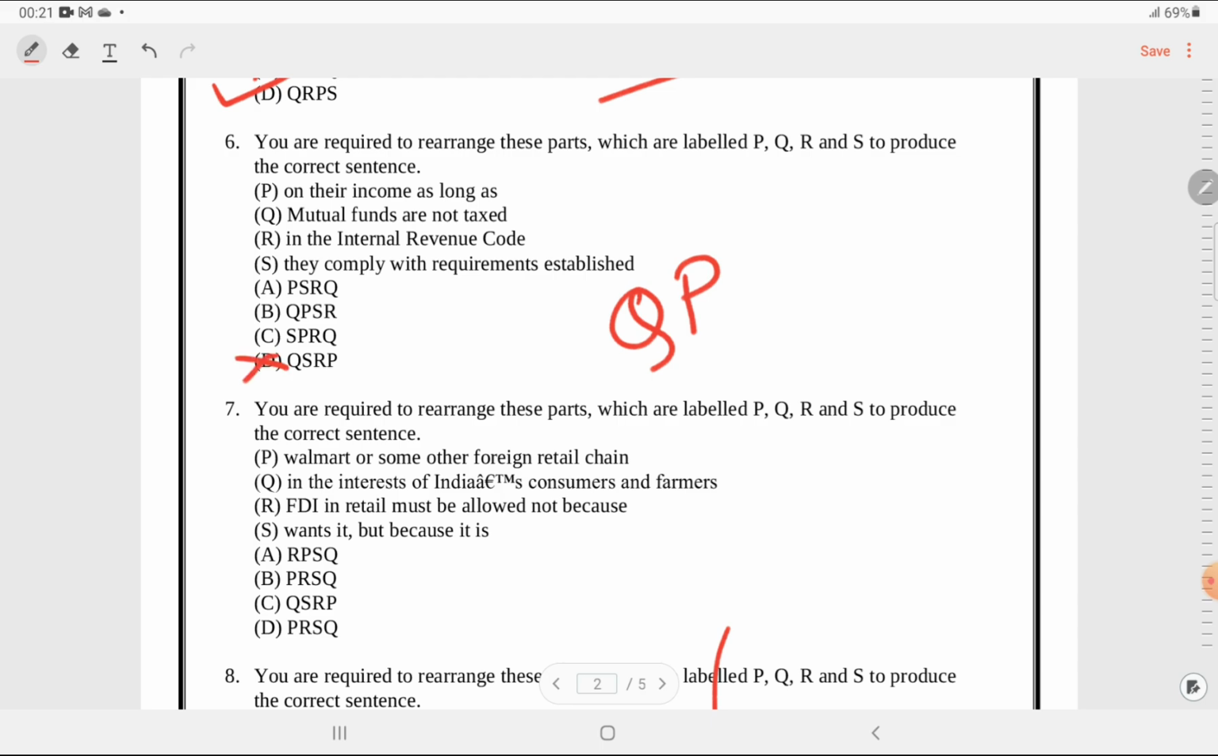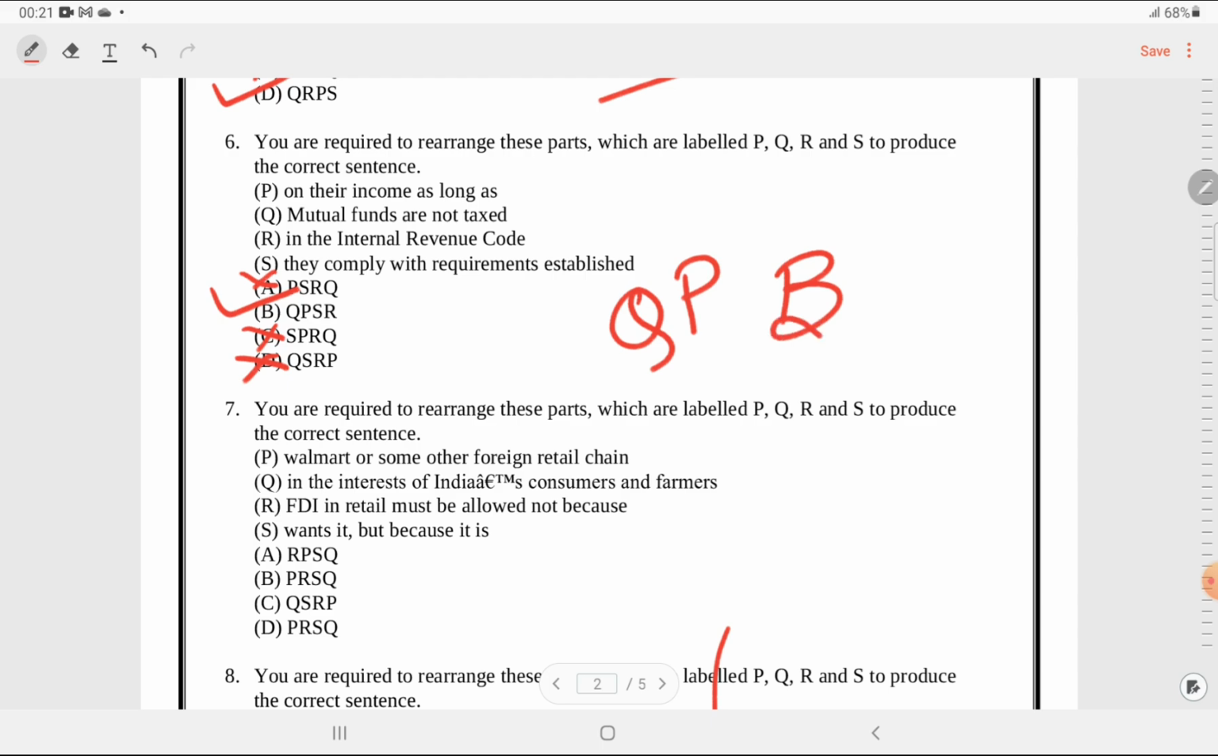Here I do not have Q and P together. Here also I do not have. And in the first one also, I do not have. So, see how easily I could make out the answer. It is 6B. Got it?